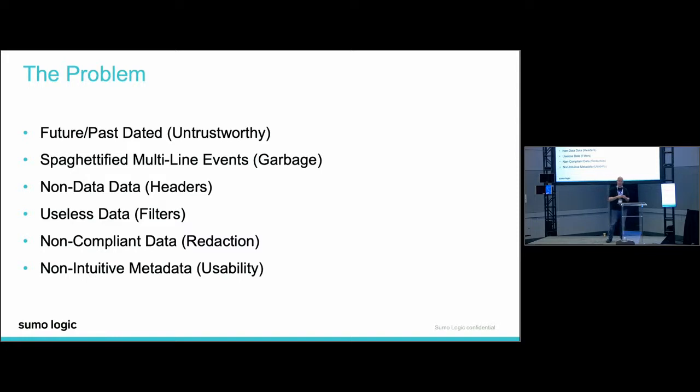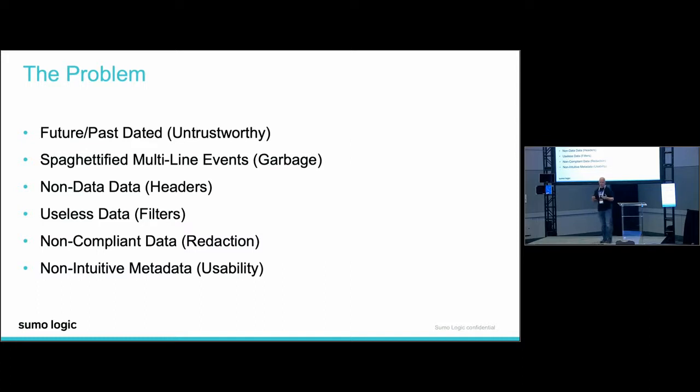Headers. There might be a header in your CSV file that isn't really that useful to you, so you can filter that out later. I'm going to show you how to do that. Useless data. So things like heartbeats, things that your applications or your third-party applications might be generating that you have no real control over. Non-compliant data, you have to redact that data on the way in, just to make sure you stay compliant with your regulatory and legislative compliance requirements, like PCI DSS, GDPR, etc.